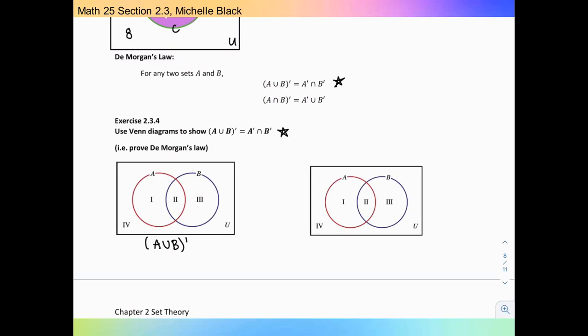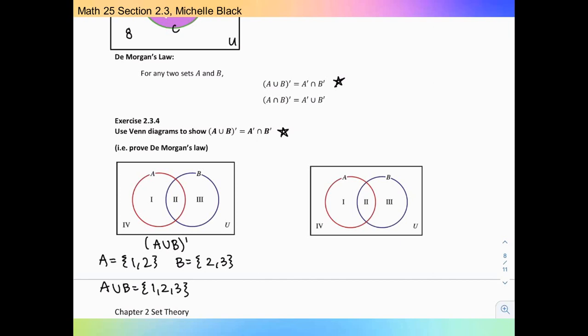Okay, so I first need to know what's in A. The regions that are in A are 1 and 2. The regions that are in B are 2 and 3. So the regions that are in A union B, I have to take everything I see, right? Because union means take all of it. So that would be 1, 2, and 3.